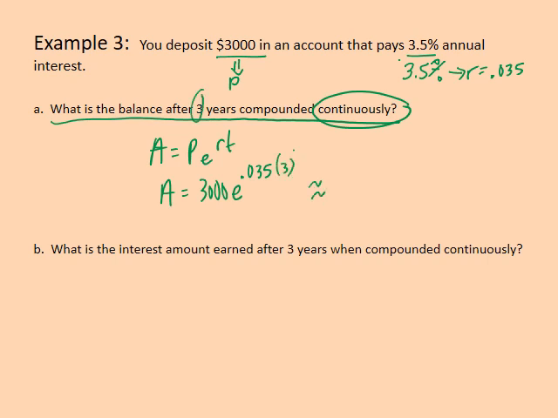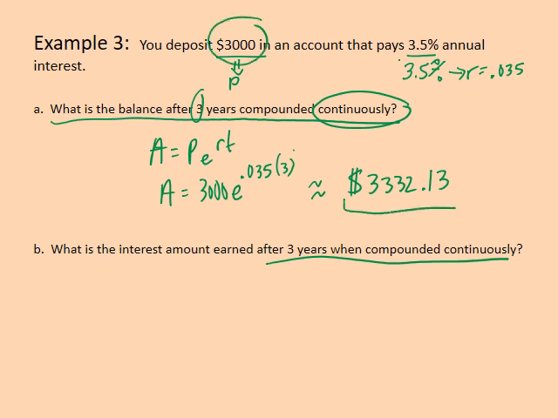When we plug all that into our calculator, we end up with $3,332.13. The next question is, what is the interest amount earned after 3 years when compounded continuously? So since we started with $3,000 and we make $3,332.13, our interest is the difference between the two.